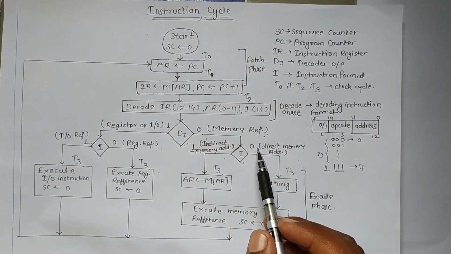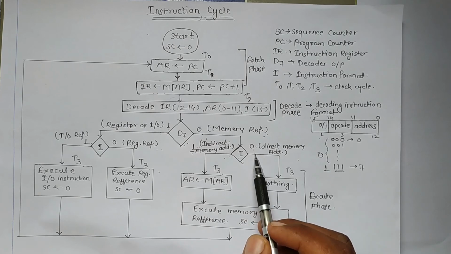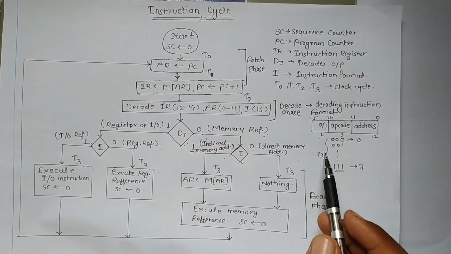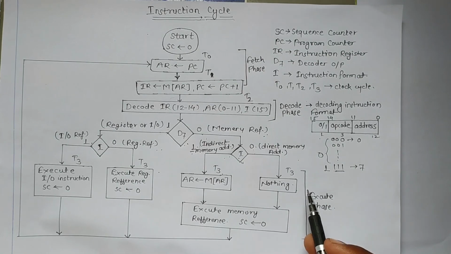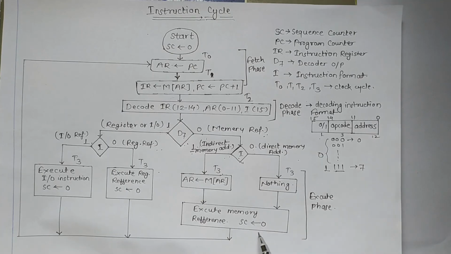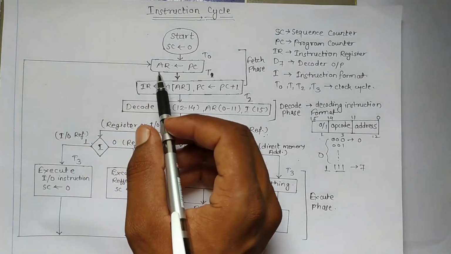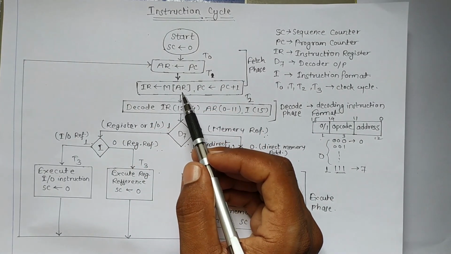In the other case, if the addressing mode has the value 0, that means the direct memory address, so the microprocessor at the T3 clock cycle directly executes the memory reference. After the execution, the sequence counter is initialized to 0 and it goes again to the PC. So this is the instruction cycle.